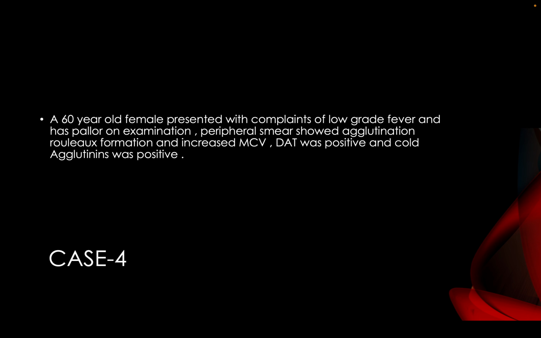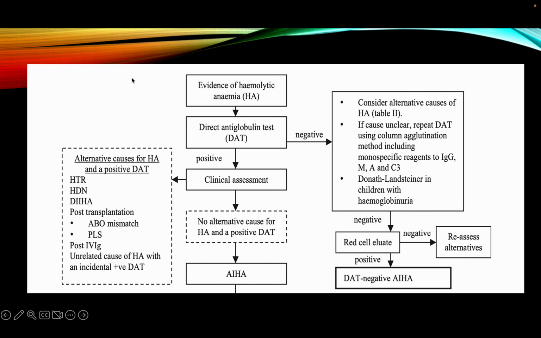Generally, any elderly patient coming with cold autoimmune hemolytic anemia, you should always look for a secondary cause. The most common secondary cause in the elderly is CLL or non-Hodgkin's lymphoma. Whereas in children, most commonly it is mycoplasma infection or infectious mononucleosis. Generally infections are the cause in children, whereas in adults you should mostly look for lymphomas. Any neoplasm can cause cold autoimmune hemolytic anemia. So this might be a case of cold autoimmune hemolytic anemia. This is how you evaluate.